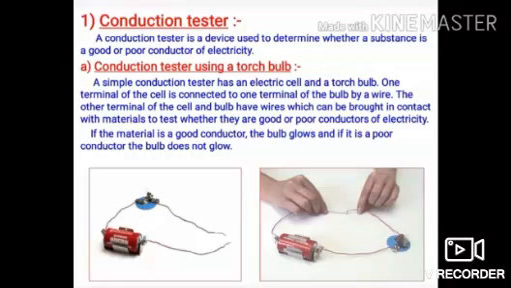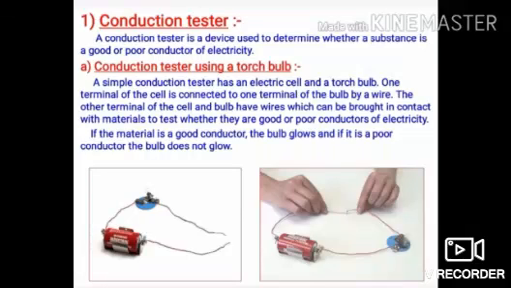Before understanding this chapter, do you know what conductors and insulators are? A conductor is any metal or substance that allows electricity to flow through it. An insulator is any substance that prevents the flow of electricity through it.